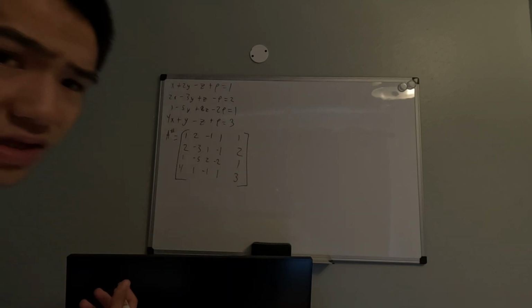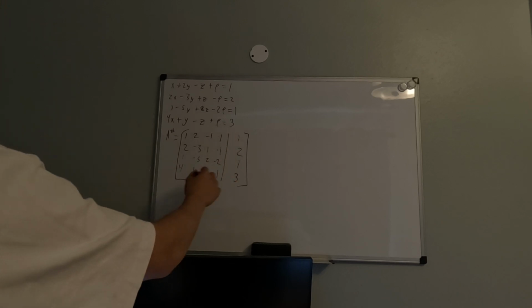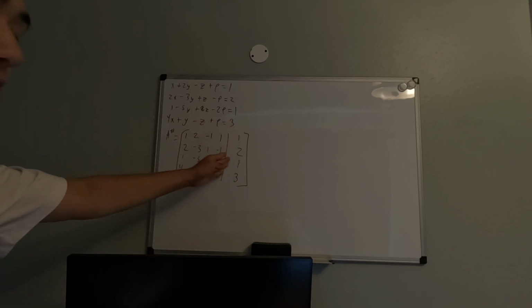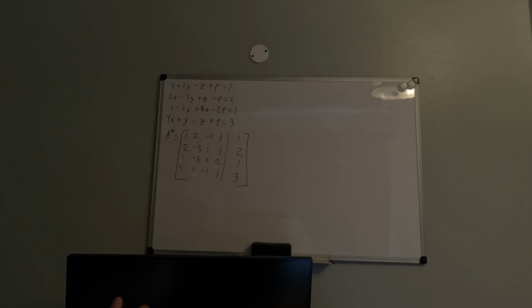I know you're saying, oh, Dylan, you said a 4x4 matrix. What is that? That's a 4x5. This is actually the 4x4 system right here. This is just the column vector that you're concatenating on.